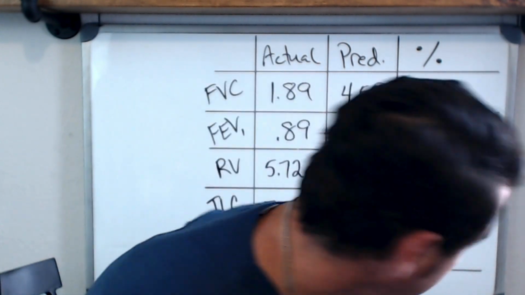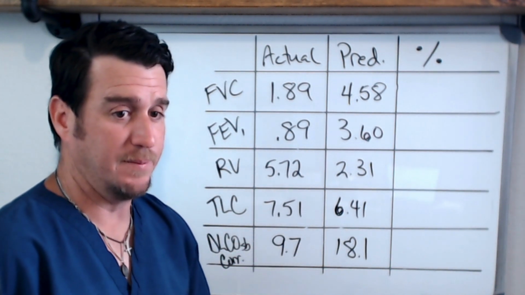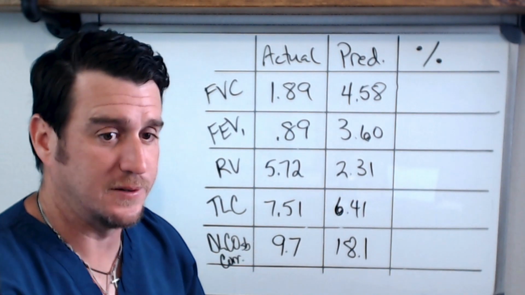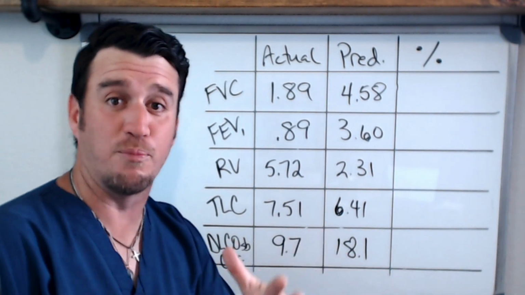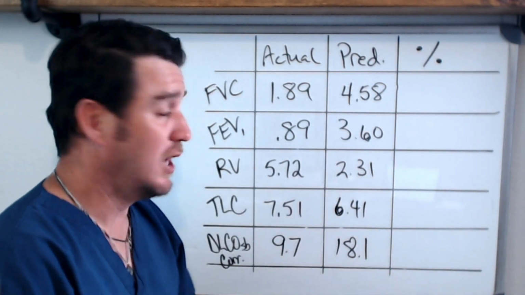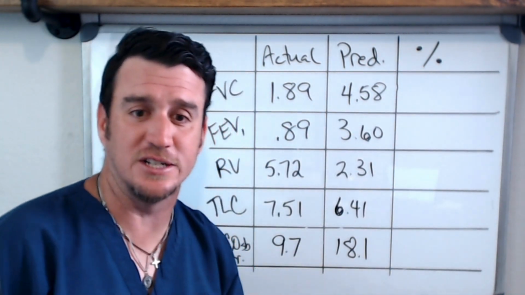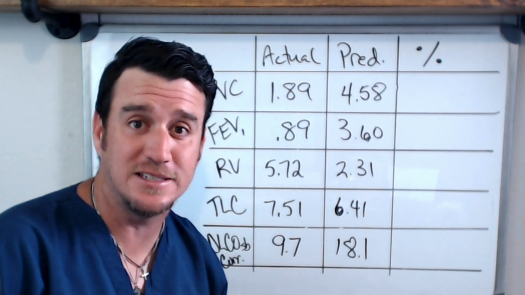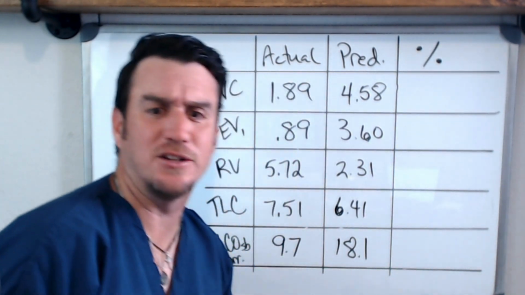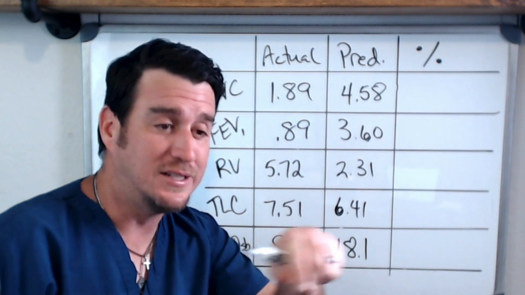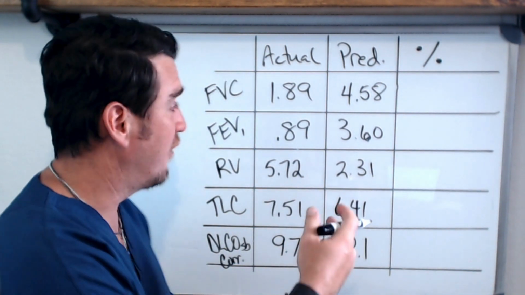Okay, so here we go. We have multiple numbers on the board here. The numbers on the left are your actual values, and then we have predicted values in the middle. What we have to do is get our percentages. Now, sometimes your percentages are given for you, and if that's the case, then congratulations. You got the work done for you. But that's not the way I do things. We're going to figure out how to get the percentages, okay? So the first thing we need to do is get all our percentages off of these numbers.